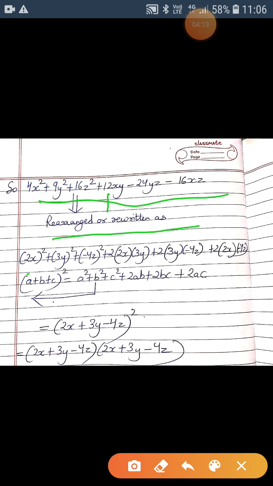Now how we have rewritten it, as I have told you: this is a square, this is b square, this is c square, this becomes 2ab, this becomes 2bc and this becomes 2ac. So now comparing this expression with the identity, we can write the factors as (a plus b plus c) whole square, moving from right hand side to left hand side to get the factors. So the factors will be (2x plus 3y minus 4z) whole square. That means (2x plus 3y minus 4z) times (2x plus 3y minus 4z). So this way we can find the factors using this identity.